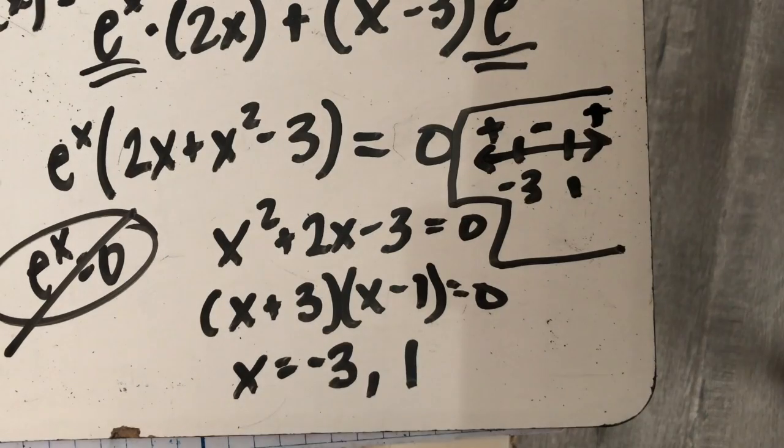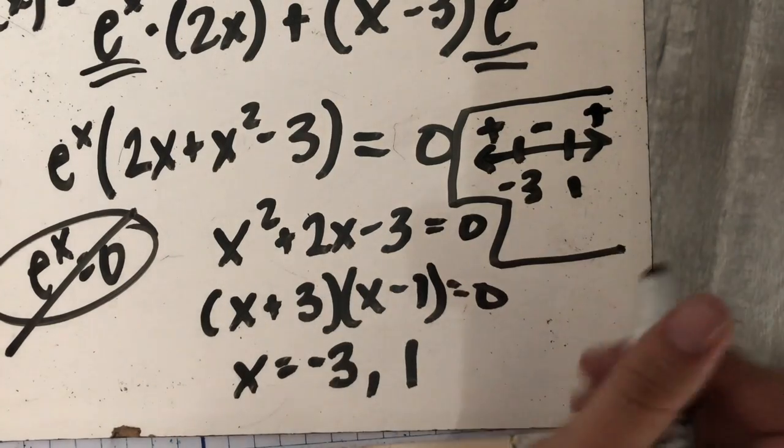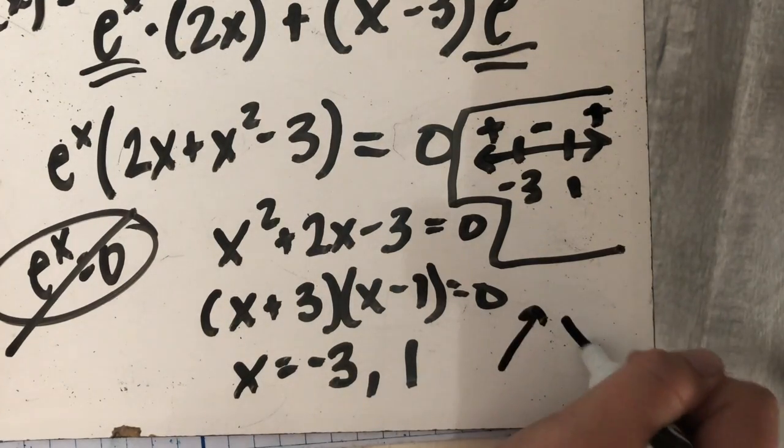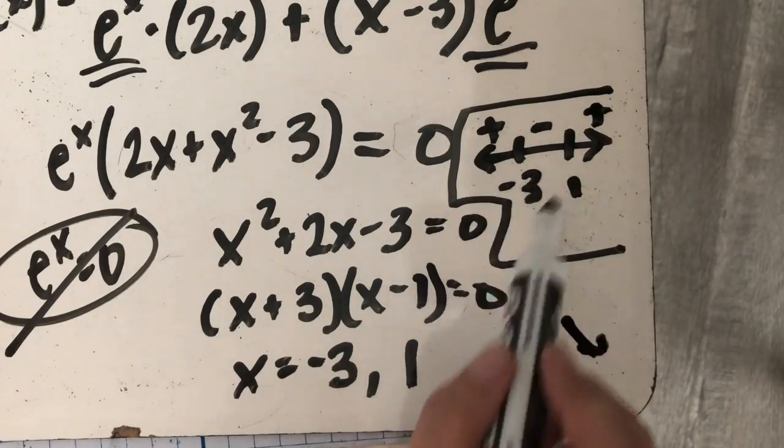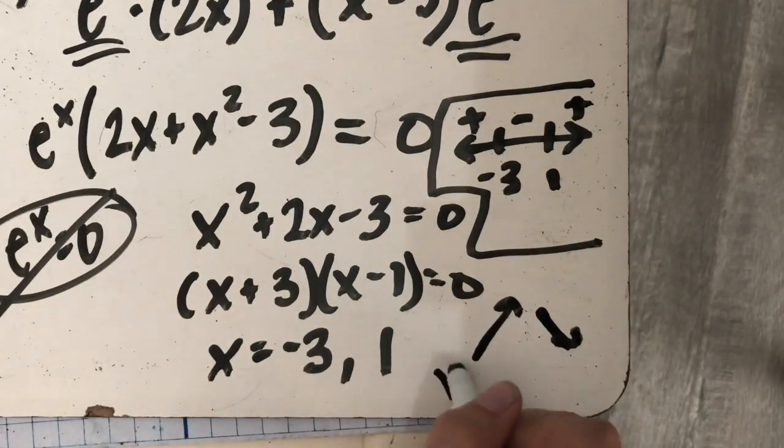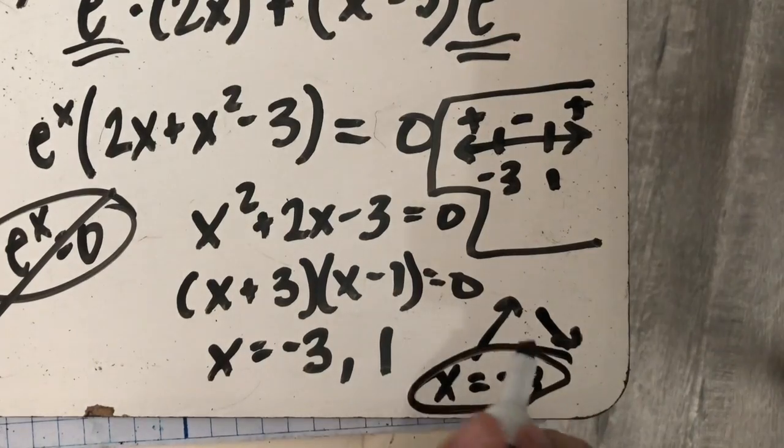Okay. Now, this one asks for the relative maximum. So I'm looking where something's going up and then down, which is happening at -3. So I would say that I have a maximum at x equals -3.